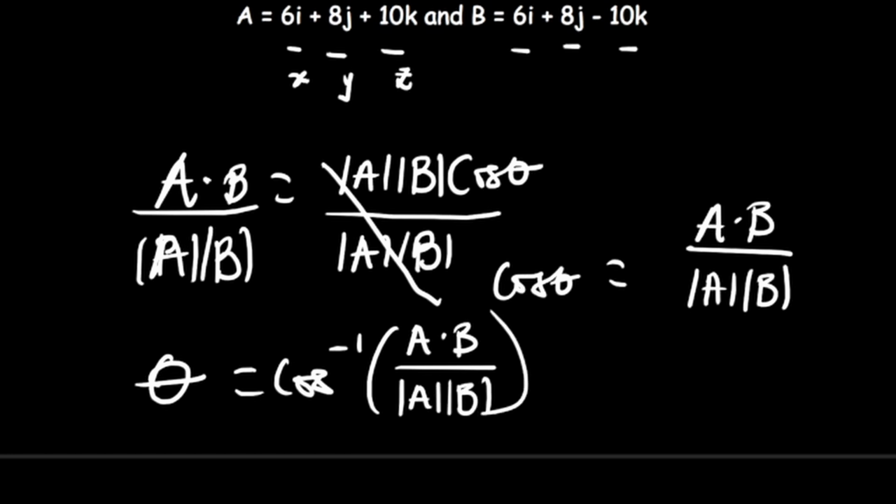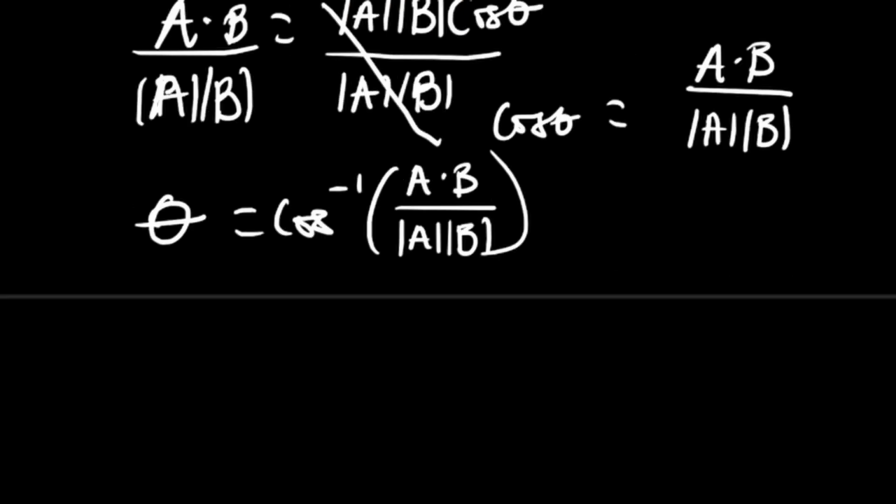So this is the formula that we are going to use to find the angle between these two vectors as given in the question. Don't forget it. So let's solve it together and see what we shall obtain as the angle. So we say solution.